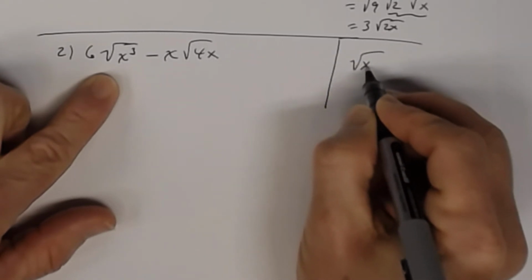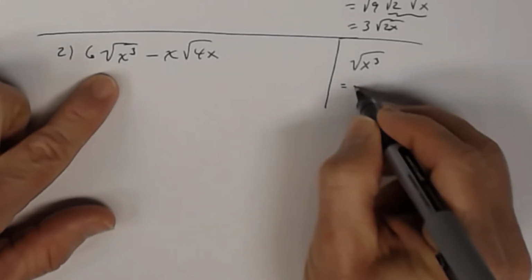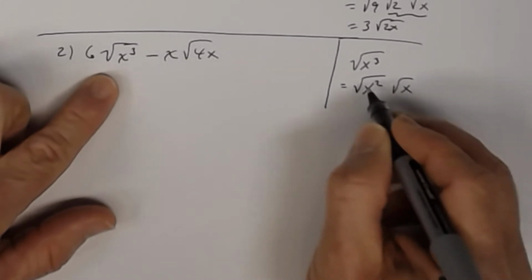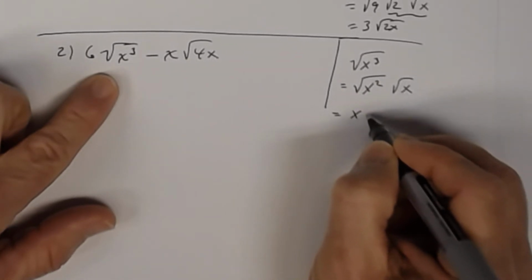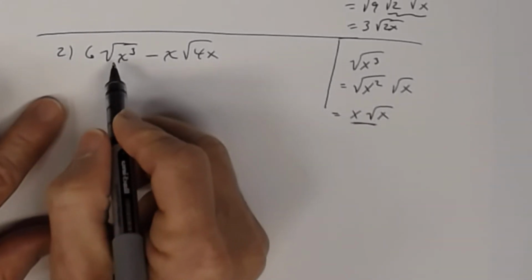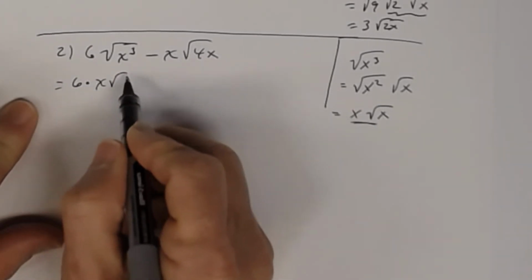So the square root of x cubed, from previous lessons, we know I can write this as the square root of x squared times the square root of x. And the square root of x squared is x, because x times x is x squared, right? So I get x square root of x. So that part is this. So this becomes 6 times x square root of x.